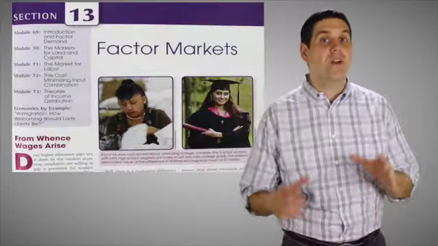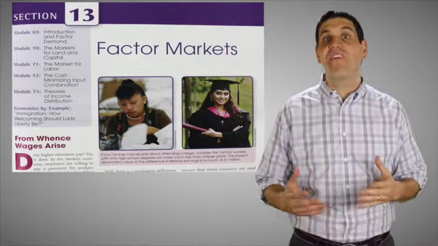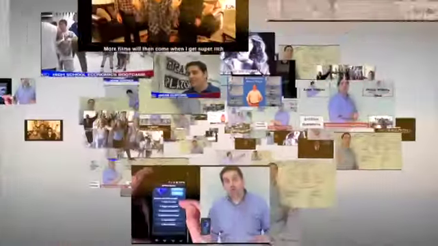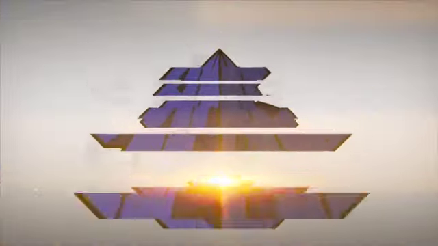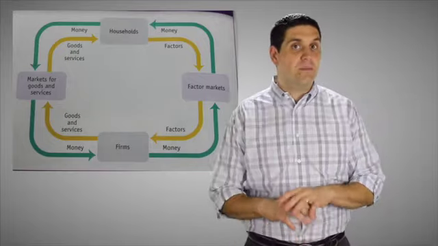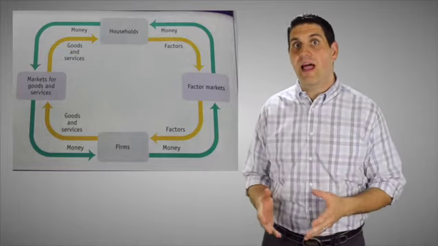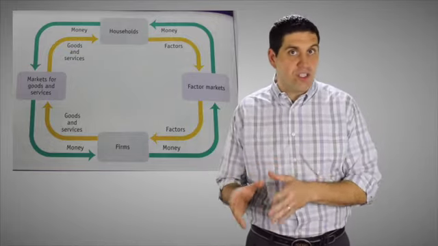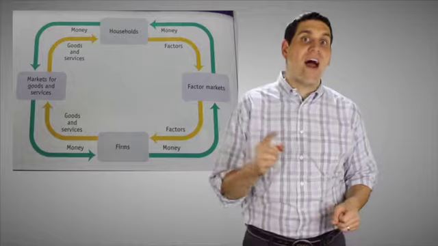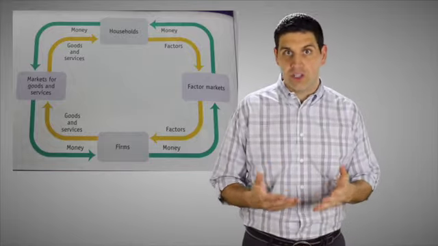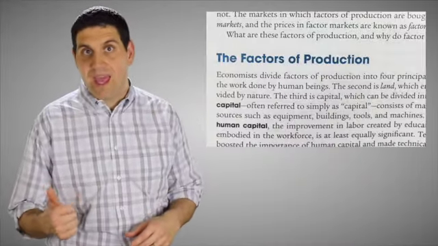All right, it's time for section 13 that's going to talk about the factor market. Now let's go back to that concept of the circular flow that you learned back in the beginning of class. There's the product market where goods and services are sold. There's also factor markets where resources are sold. So we're talking about the market for land, labor, and capital.